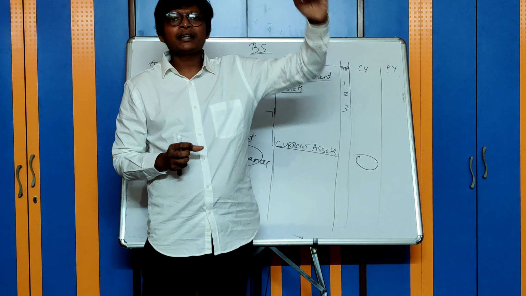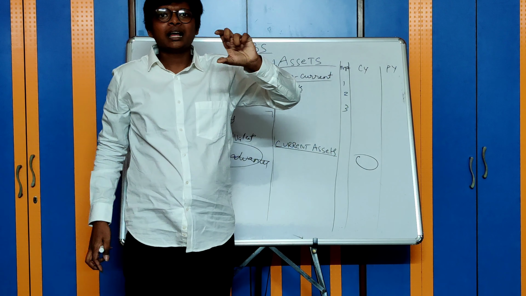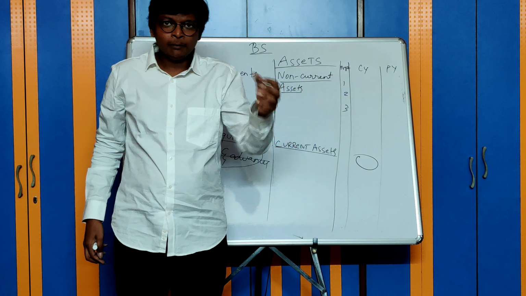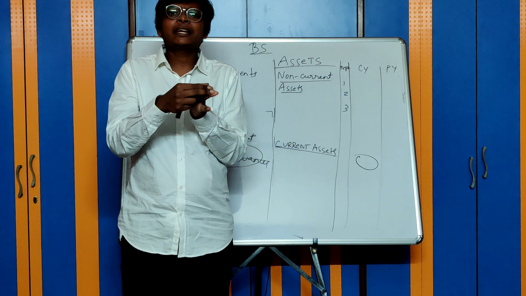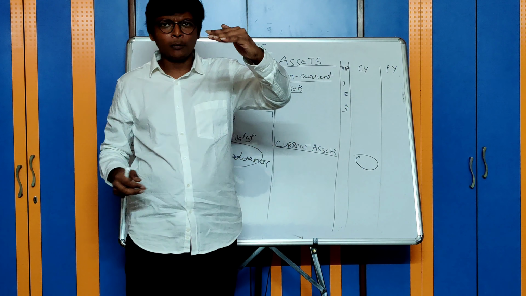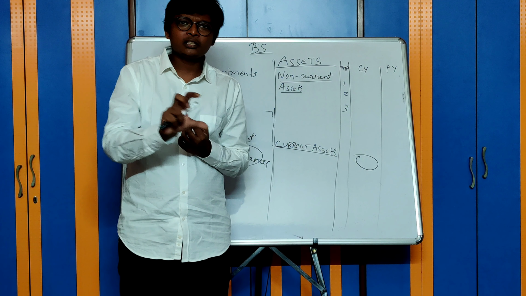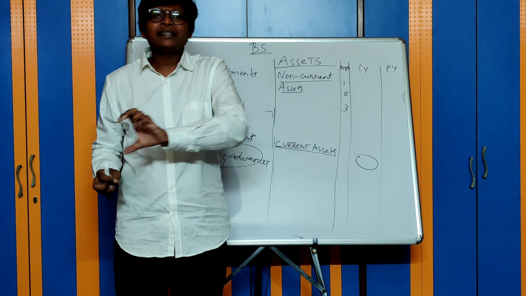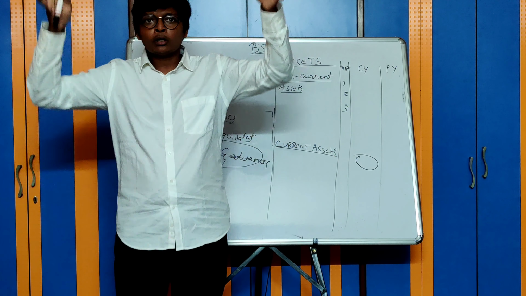Going to P&L, you have first income, revenue from operations, other income, total of income, then expenses. First is cost of material consumed, second purchase of stock in trade, third will be change in inventory, raw materials, work in progress, finished goods. Next is your employee cost, finance cost, depreciation and amortization and other expenses. Format is very important, follow that.